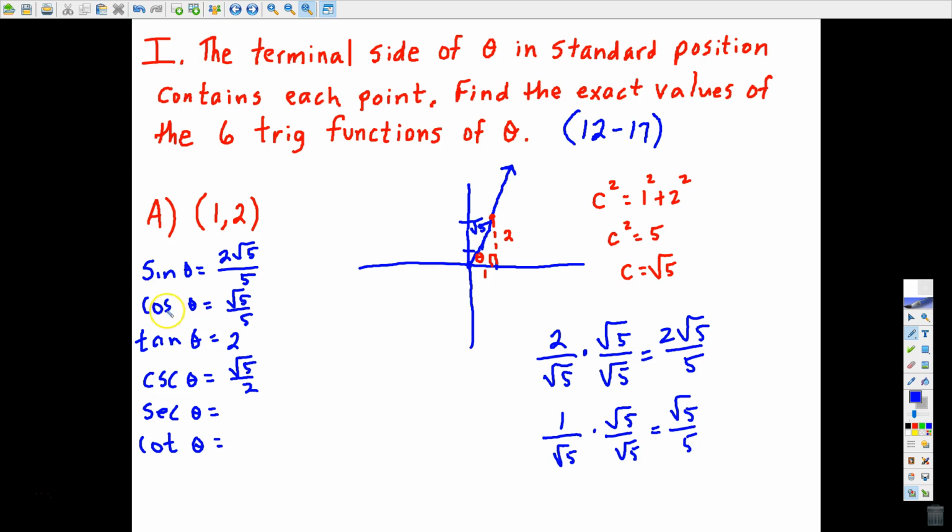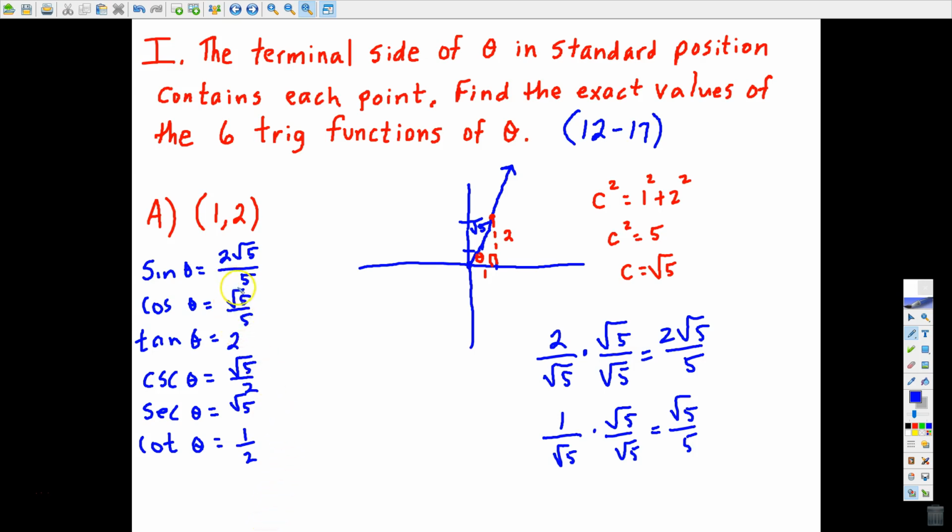Cosine has its reciprocal, and it is secant. So here's where we figured up the cosine. We started off with 1 over the square root of 5. Well, for secant, we just flip that over, and we get the square root of 5 over 1, which is just the square root of 5. And cotangent is the reciprocal of tangent, and if we take 2 and flip it over, we get 1/2. And so that ends up being my final answers.